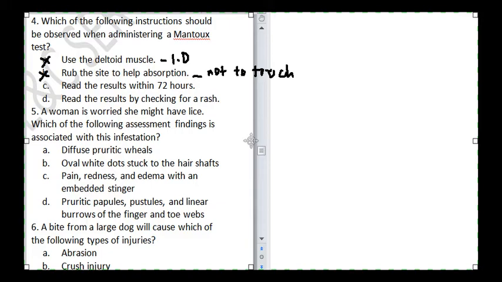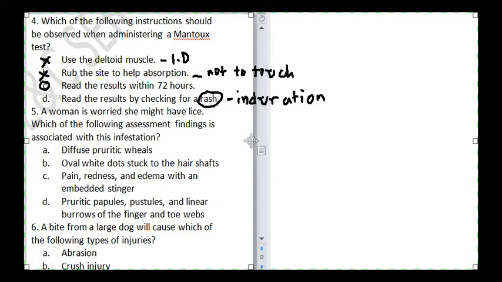The answer here is letter C. It will actually take 2 to 3 days before reading is possible. What makes D wrong is the word rash, because there's no rash here. We actually check the level, or the size, of the induration.